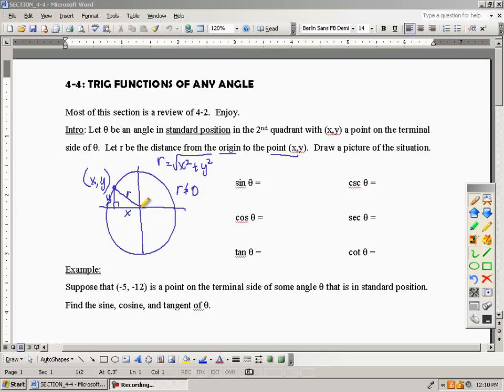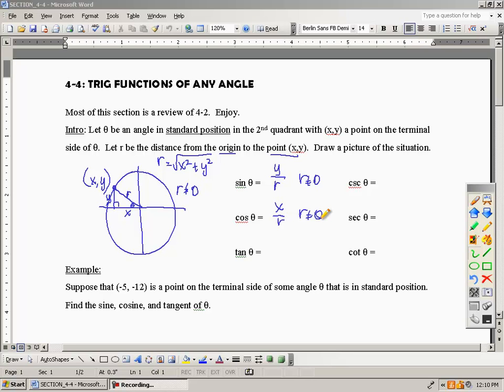So let's take a look at sine. We know sine is the y value, only in this case our radius isn't 1. So sine, our angle always goes over by the origin. So the sine of our angle is the opposite over hypotenuse, so y over r. Again, a stipulation, if r is 0, then we don't have a triangle. Okay, so we don't want that to happen.